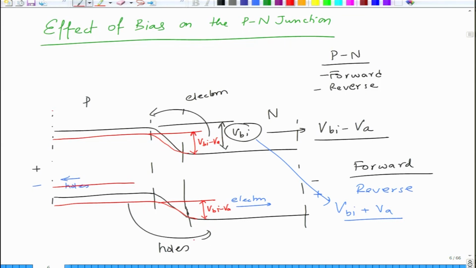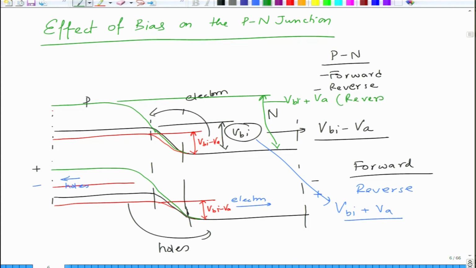All right. In case of reverse bias, it will become more like this. So essentially your junction has become VBI plus VA. So this is reverse bias and this, you can say, is forward bias.